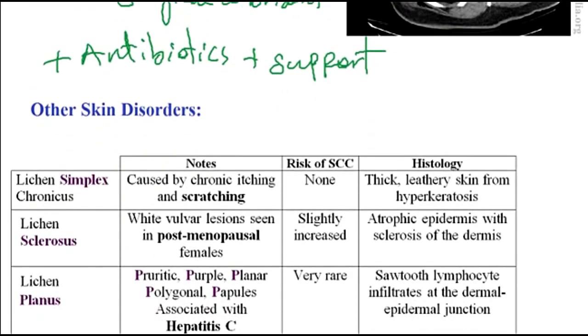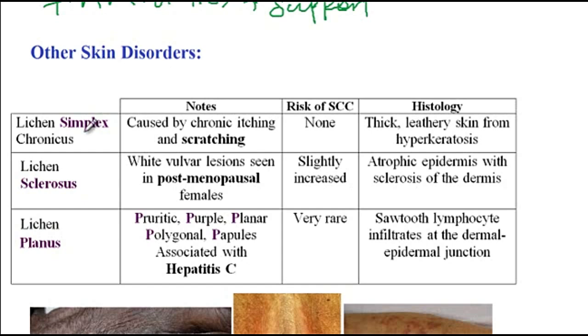The next form of skin disorders are Lichen Simplex, Lichen Sclerosus, and Lichen Planus. So Lichen Simplex is from chronic irritation and itching, after which the patient keeps on scratching the skin, which causes thick, leathery skin from hyperkeratosis. So there is actually squamous cell hyperplasia.